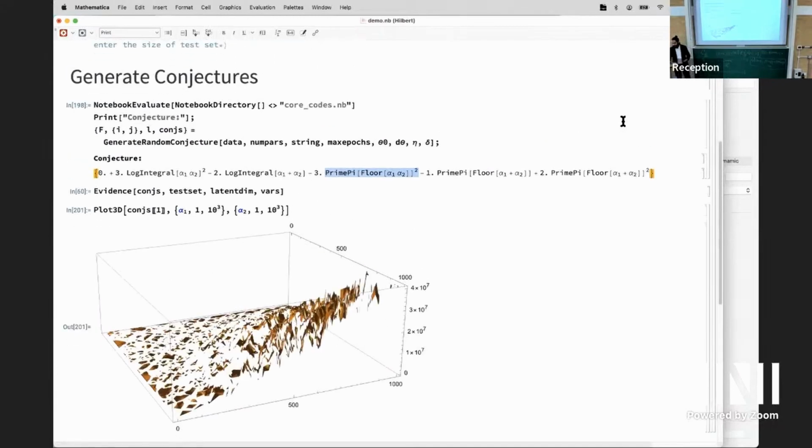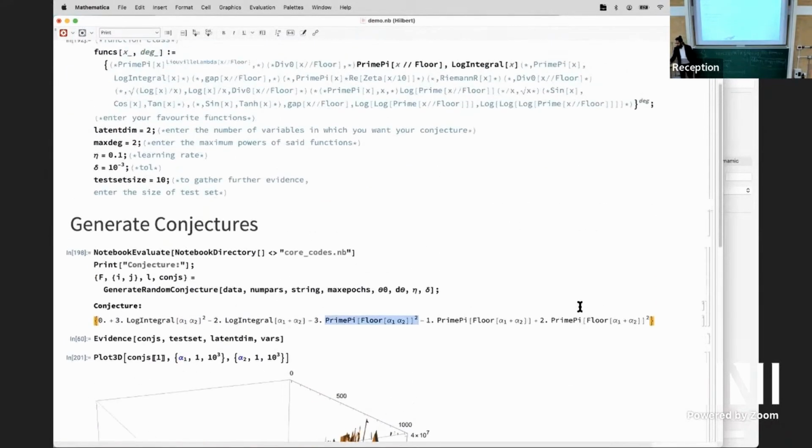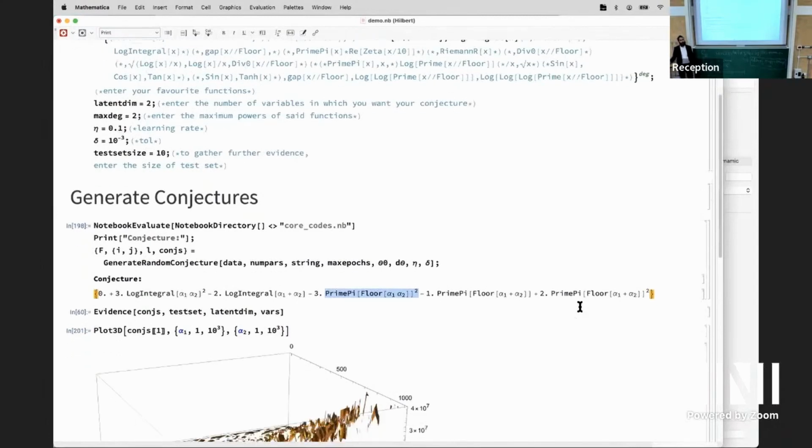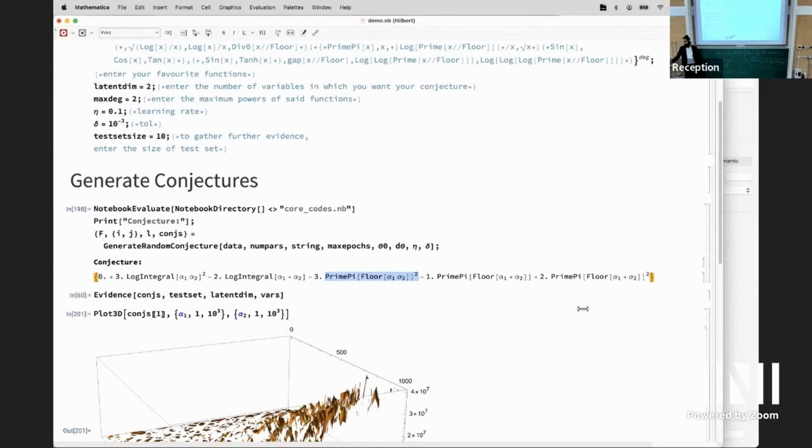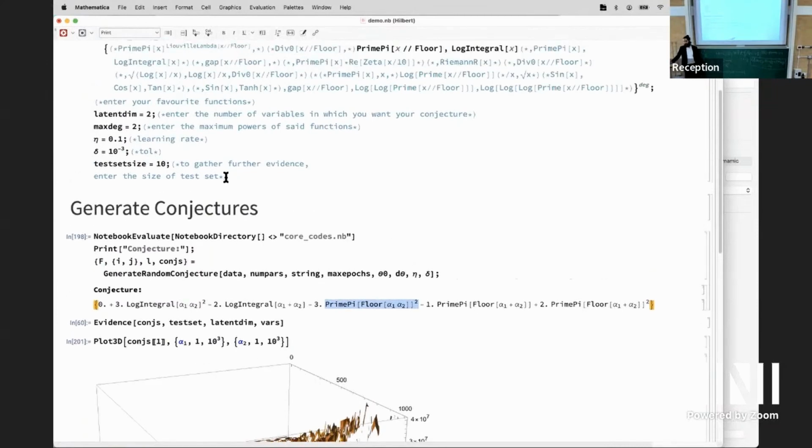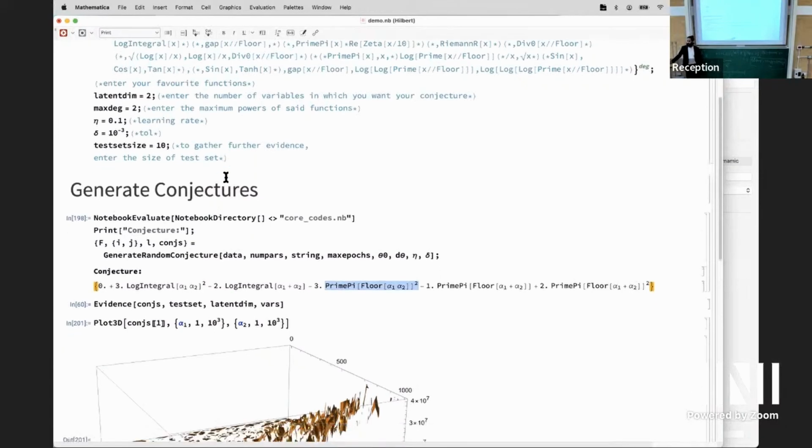We can keep joining conjectures, or we can wrap up. Yeah. Well, we're not invoking that.